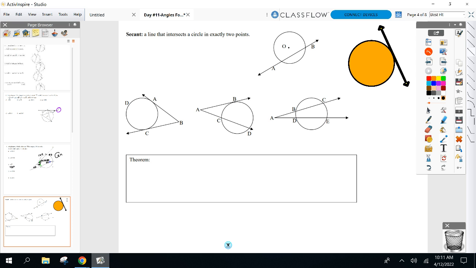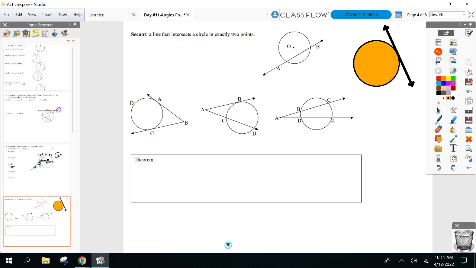All right, now I have a line that intersects twice. If that happens, anybody want to give it a try? If it intersects twice instead of once, try it out. Secant. All right. So a secant intersects the circle in two spots.